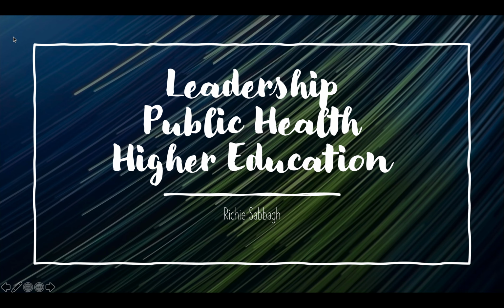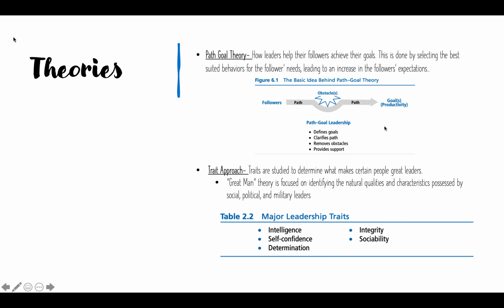Leadership, public health, and higher education. A theory we learned this year was the path goal theory. This explains how leaders help their followers achieve their goals. This is done by selecting the best suited behaviors for the followers' needs. That leads to an increase in the followers' expectations.